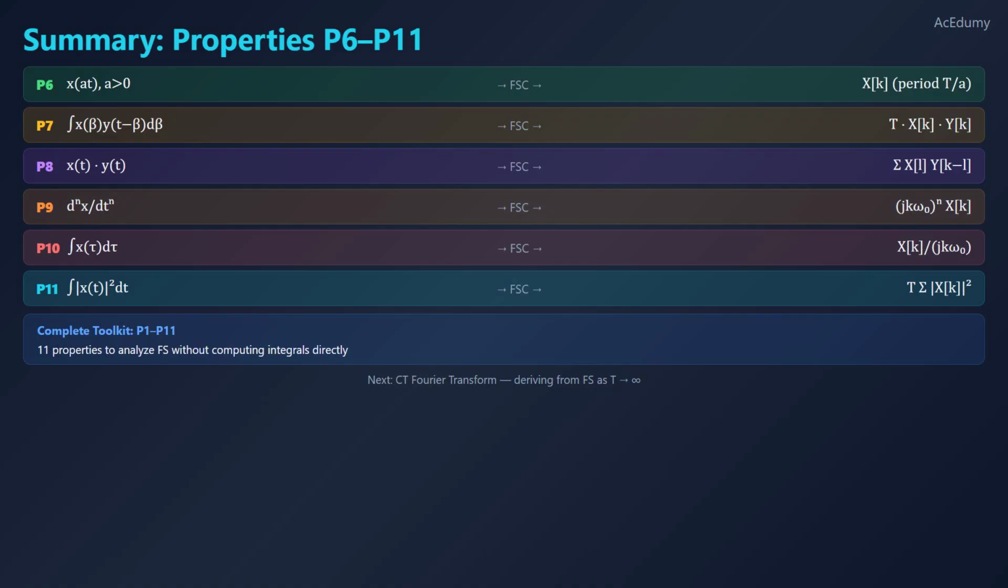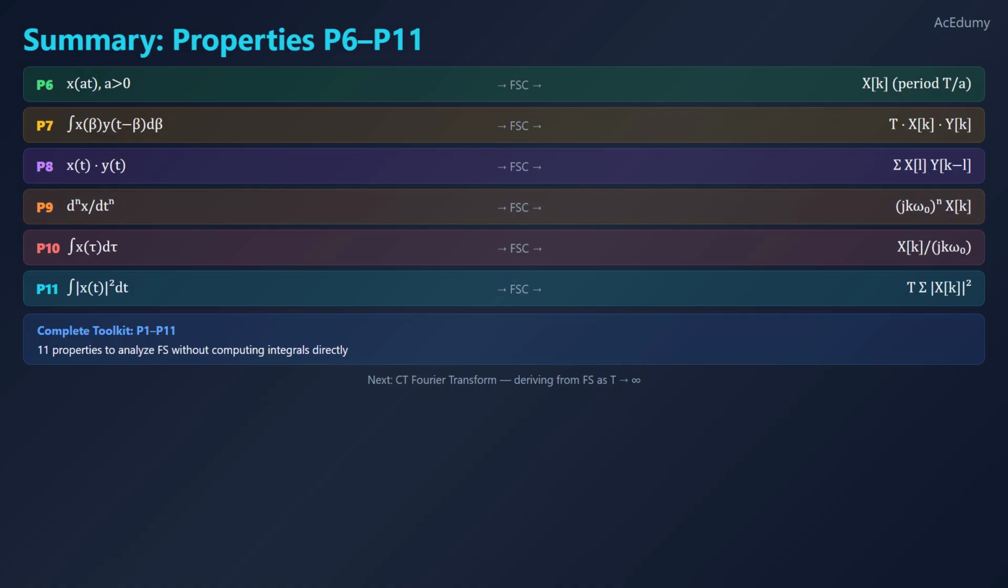Let us summarize all the properties covered in this lesson. Time scaling preserves coefficients but changes the period. Periodic convolution in time gives coefficient multiplication scaled by T. Multiplication in time gives discrete convolution of coefficients. Differentiation multiplies coefficients by jk omega 0 to the nth power. Integration divides coefficients by jk omega 0, requiring 0 DC. And Parseval's theorem connects time domain energy to spectral energy.